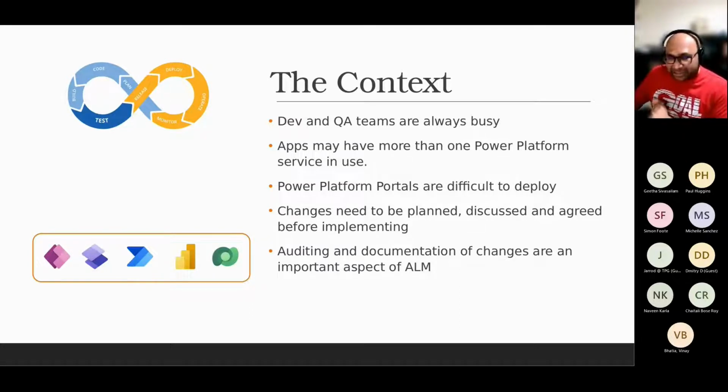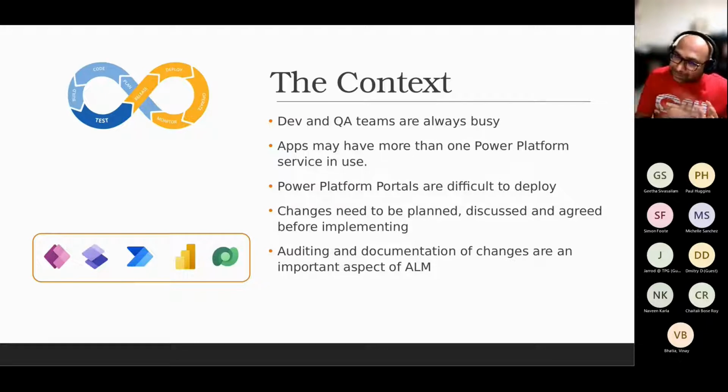The final bit about this is that auditing and documentation of changes are an important aspect of ALM. Let me explain that. Let's imagine that you've built an app and it's gone into production. You're continuing to build new features into the app. Suddenly a bug is raised somewhere. Now we need to figure out whether the bug was caused by some changes that you made before, or whether it's a new thing that they have found, right?